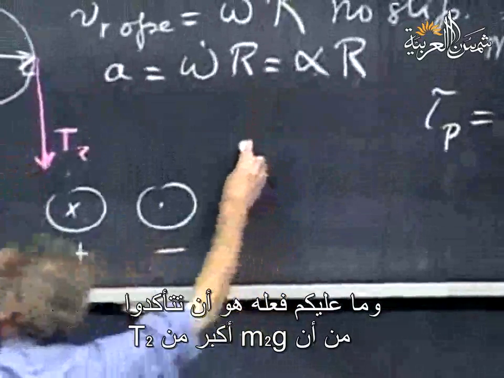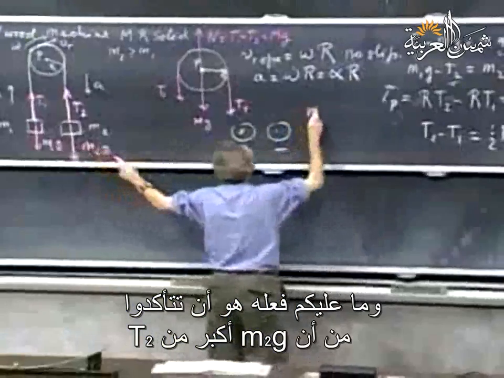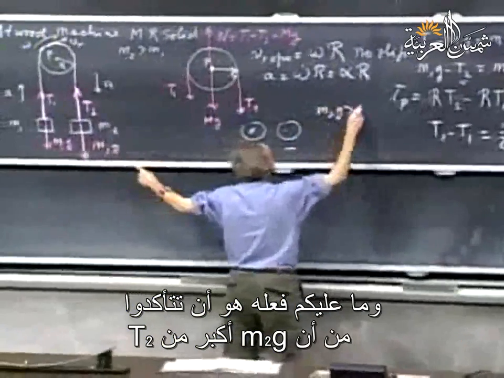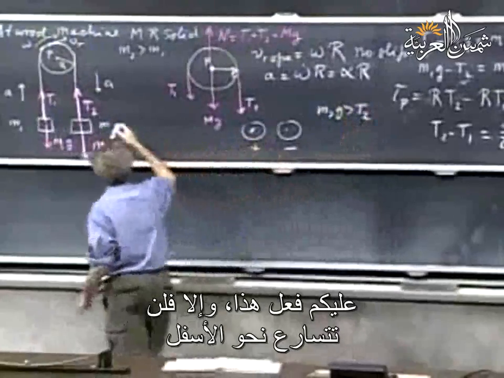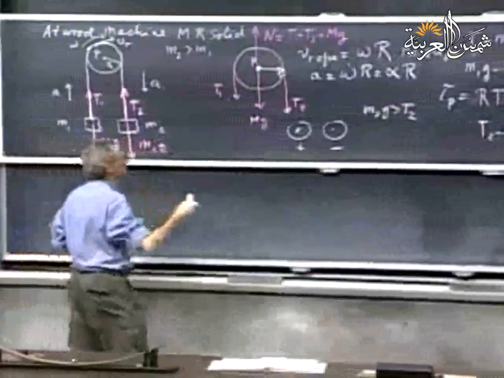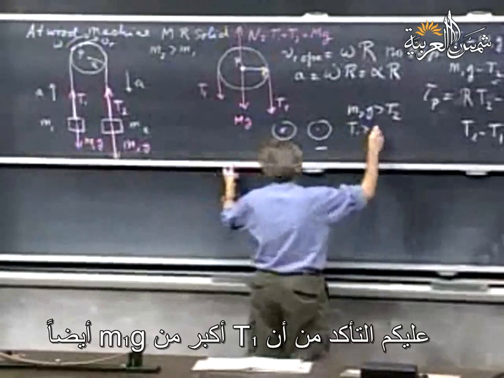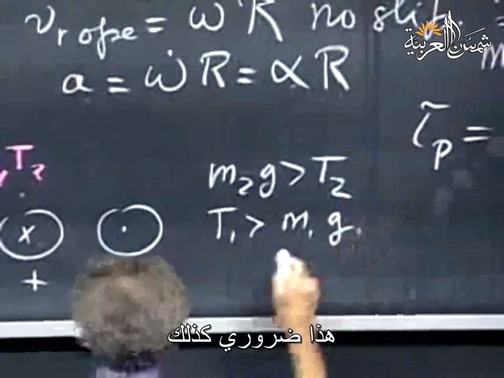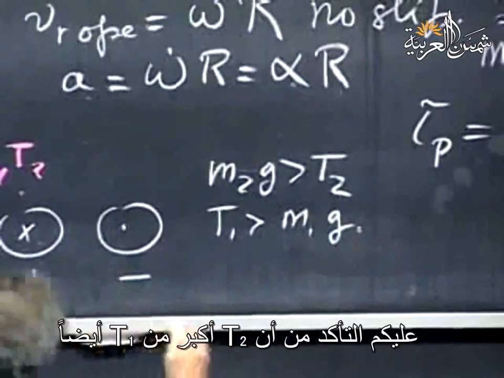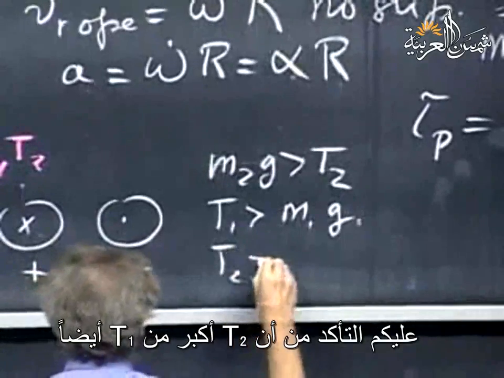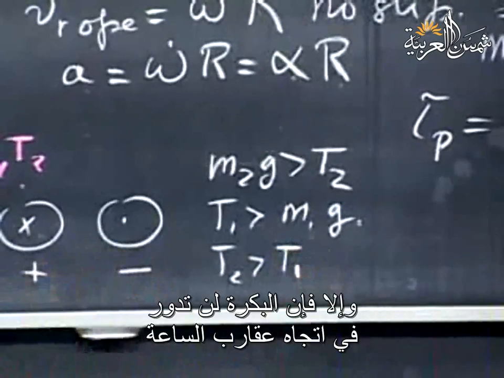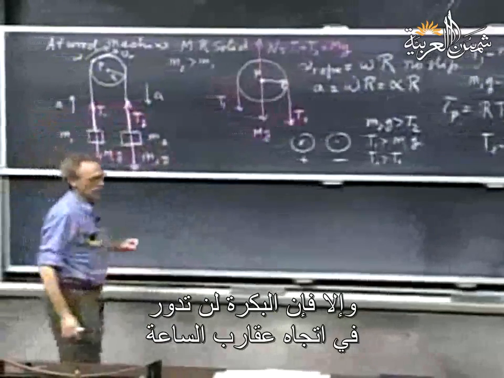What you should do is make sure that N2G is larger than T2. That's a must, otherwise it's not being accelerated down. You should also check that T1 comes out larger than M1G. That's also a must. And you should also check that T2 be larger than T1, otherwise the pulley wouldn't rotate in clockwise direction.